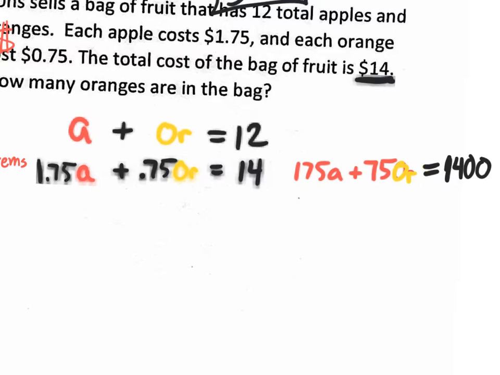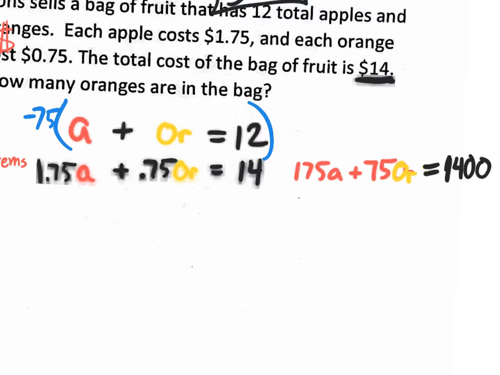Now the top equation you're going to have to modify in order to cancel out either the apples or the oranges. So I want to go with what I believe is the easier one. I want to cancel out the oranges by multiplying the whole top equation by what? I need it to be a what? A negative 75 to cancel out with a positive 75. So what I want to do is multiply the whole top equation by negative 75.